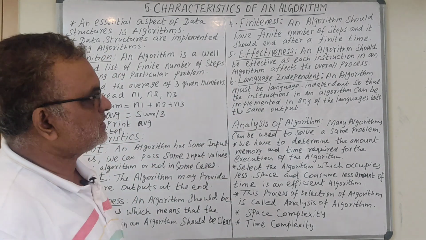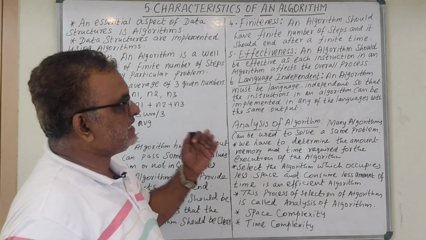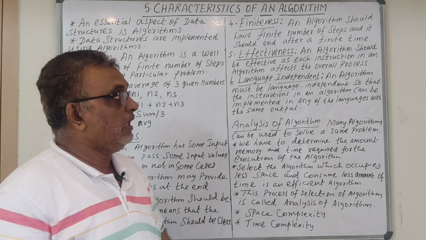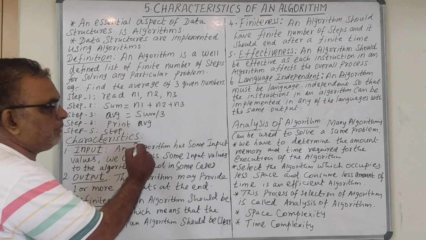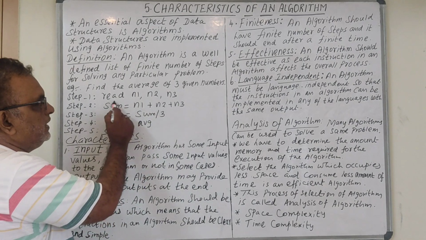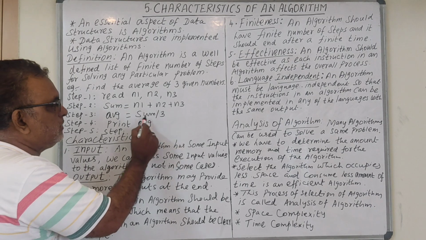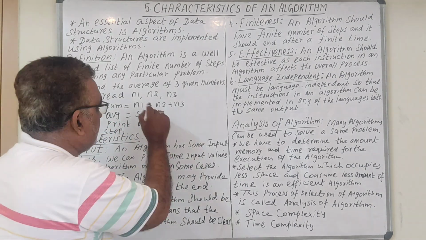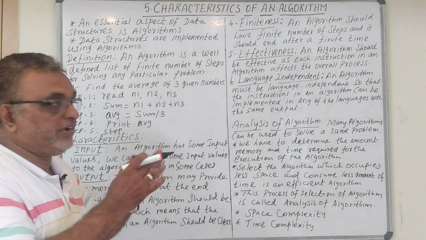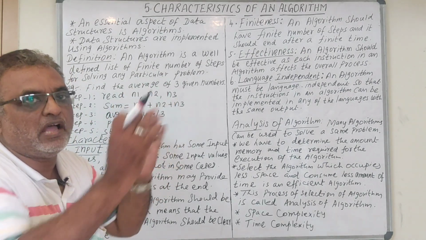Then effectiveness. An algorithm should be effective as each instruction in an algorithm affects the overall process. See, for example, if you take this algorithm, here you are reading the values, here you are summing the values, here you are calculating the average, here you are printing the average. So each and every statement is effective and affects the process of the algorithm.